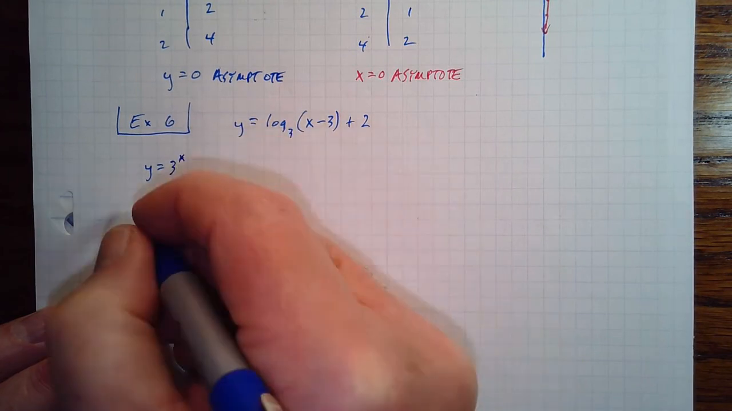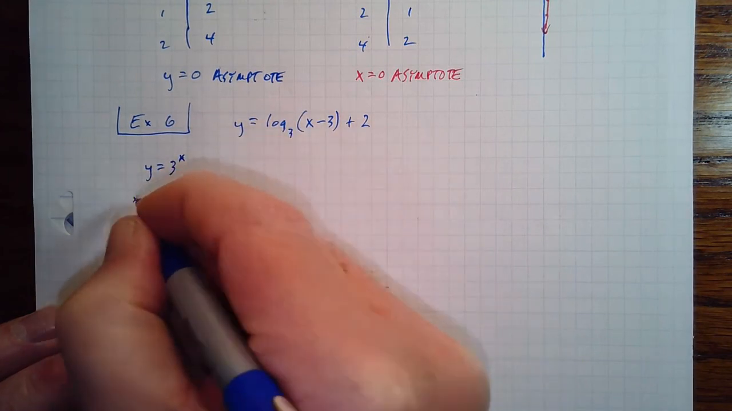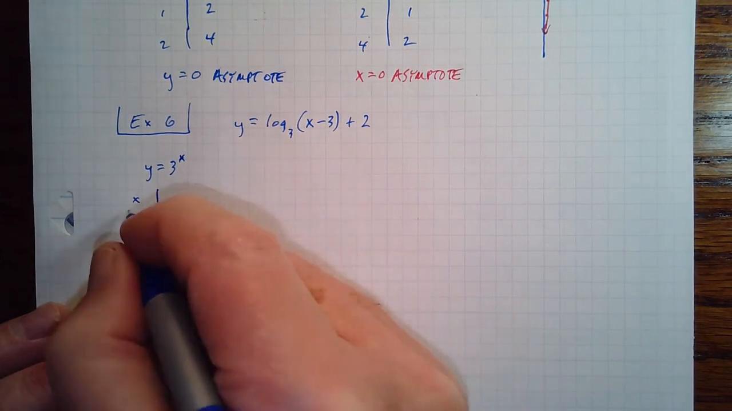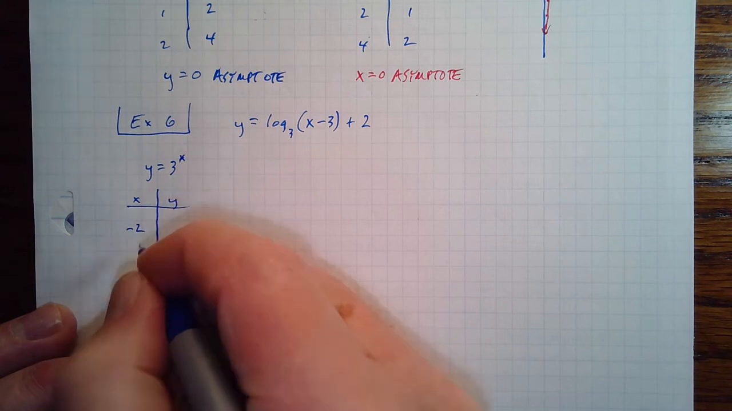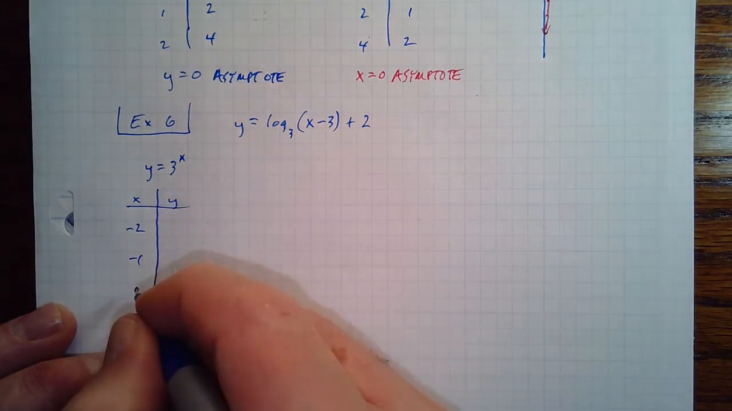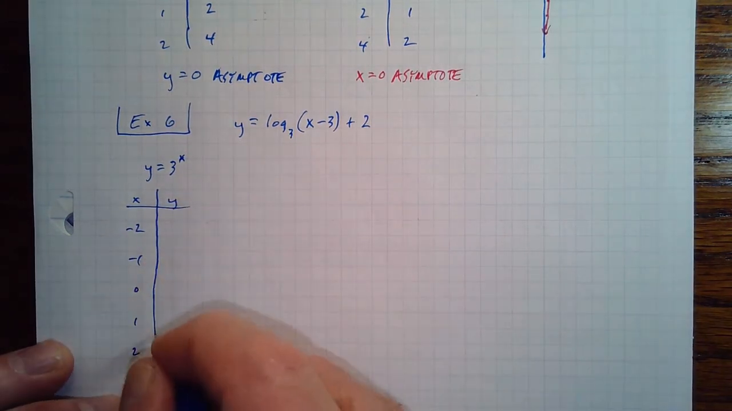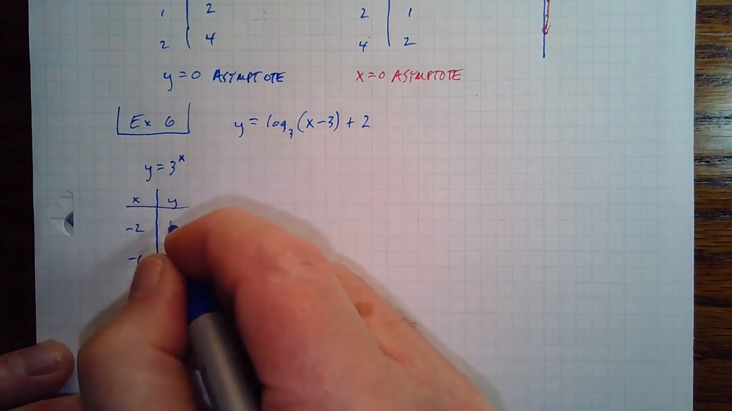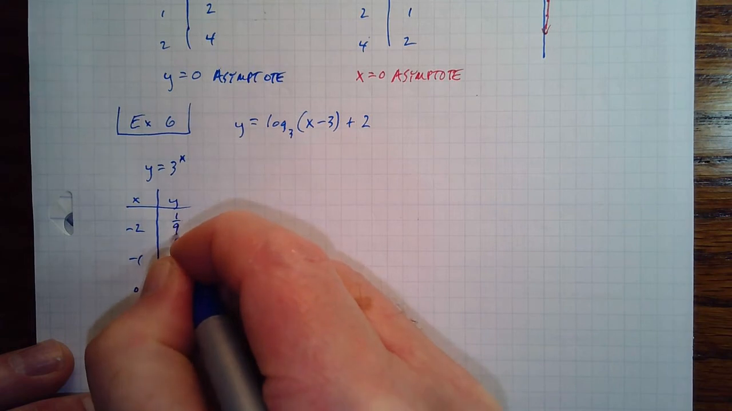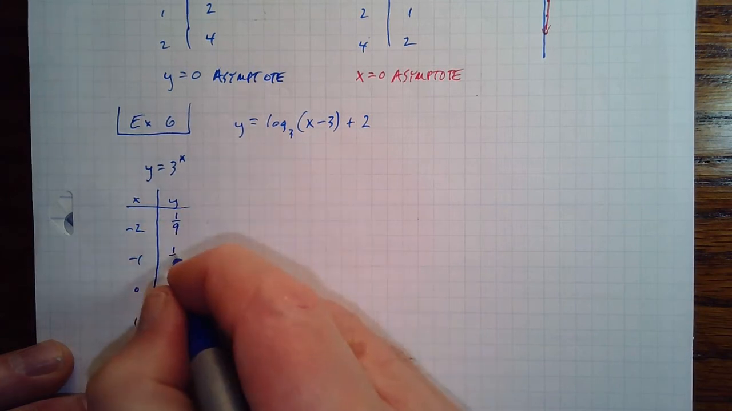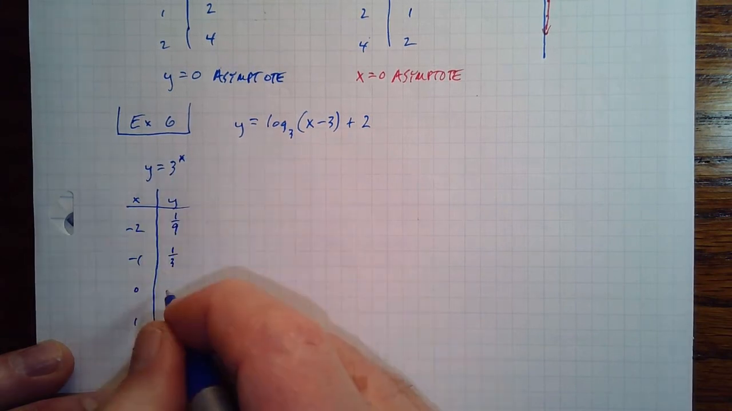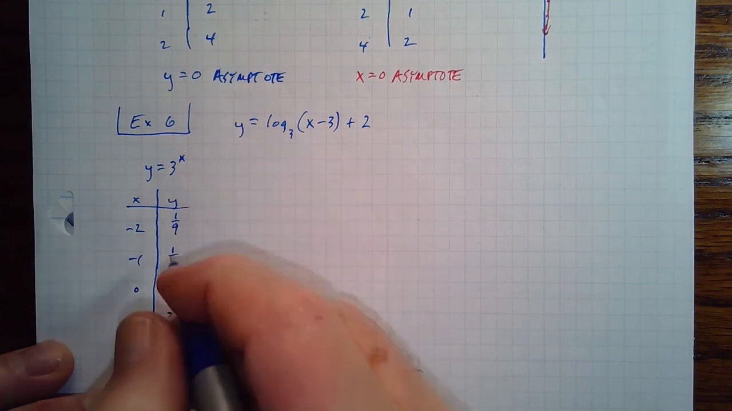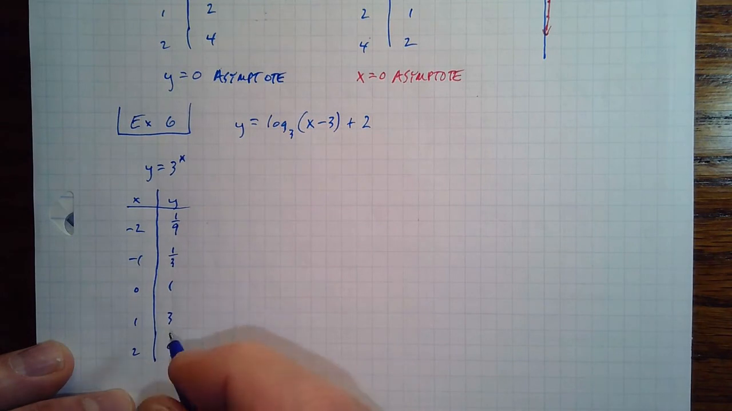And I'm going to do my chart again for the x's and y's. And again, I like to use some negatives to get both sides of the curve. And then I'm just going to put -2 in for x. I get a 1/9. Put a -1 in there, I get a 1/3. Put a 0 in there, I get a 1. Put a 1 in there, I get a 3. And put a 2 in there, and I get a 9.